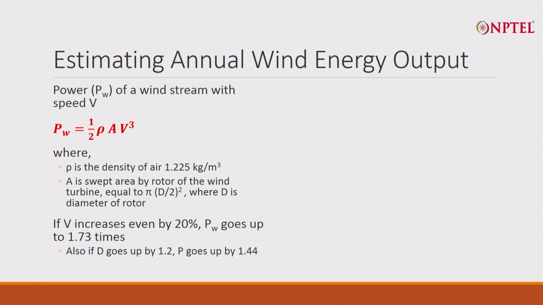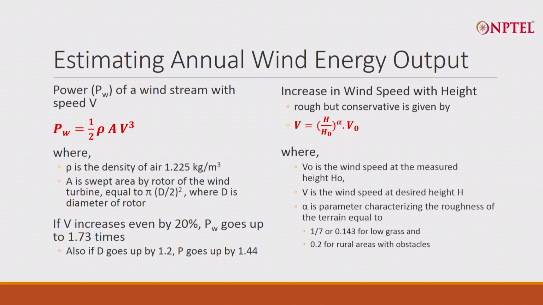This is the wind power which is coming. Will all of it be converted? No. But if we increase the velocity by 20%, the power goes up by 1.73 times.